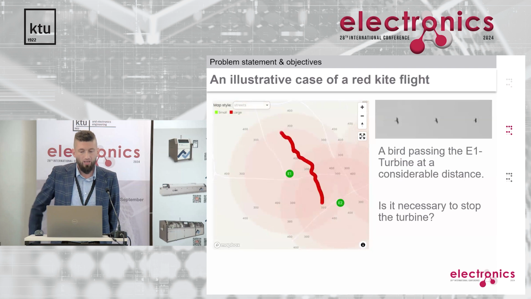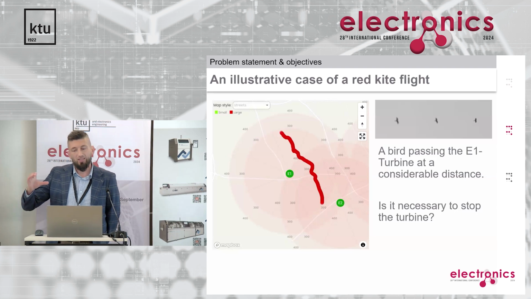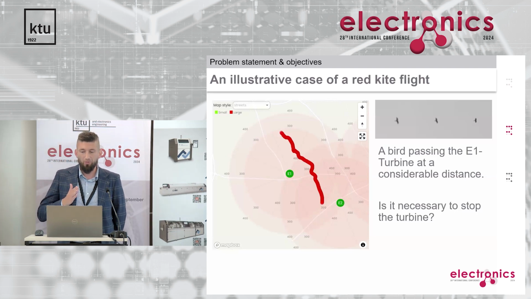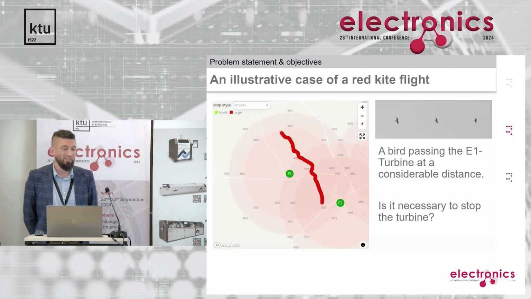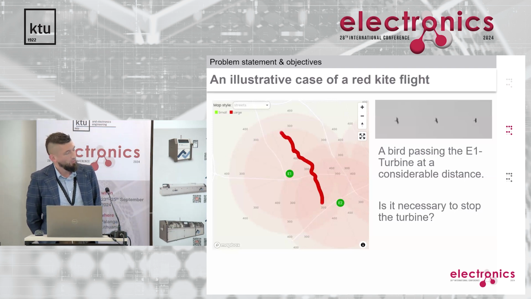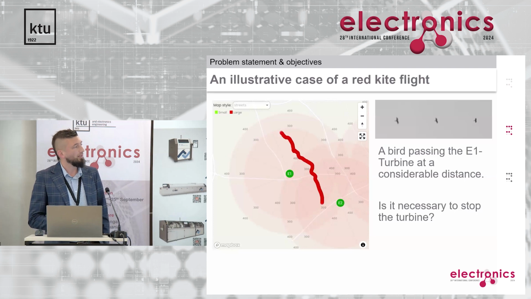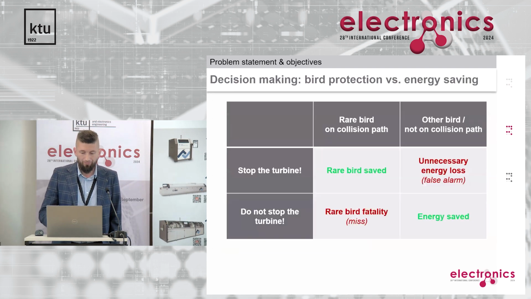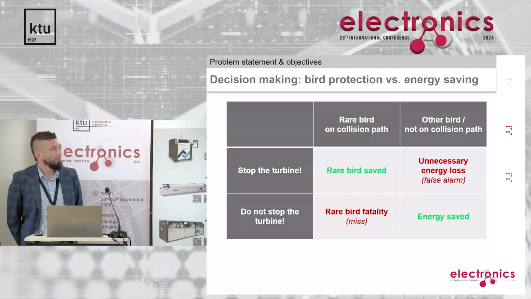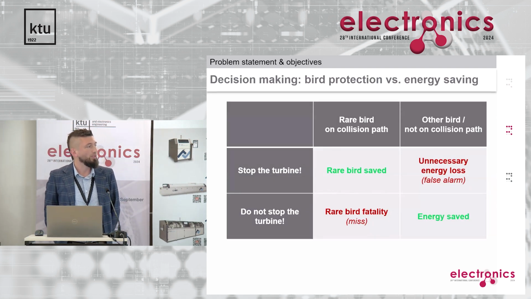But what happens if we have a case like this? The bird is flying past the wind turbine E1 in the middle. The distance is considerable. It's not flying directly at the wind turbine. So the question is, do we need to stop the wind turbine from rotating? Well, that's the question. Perhaps we need to change the model because the wind turbine was really stopped in this case. So we have two errors that we need to mitigate.